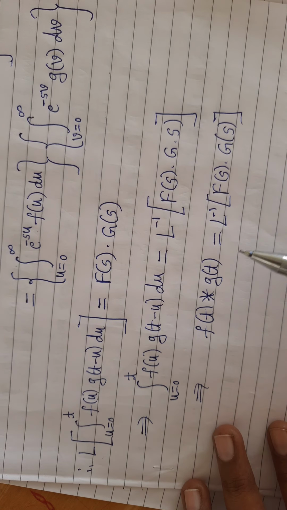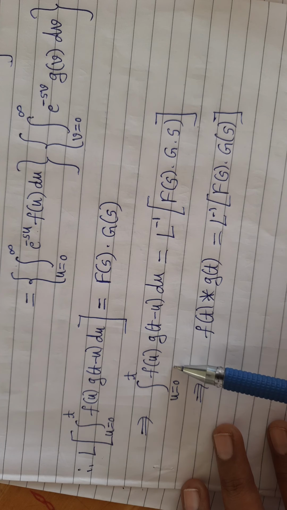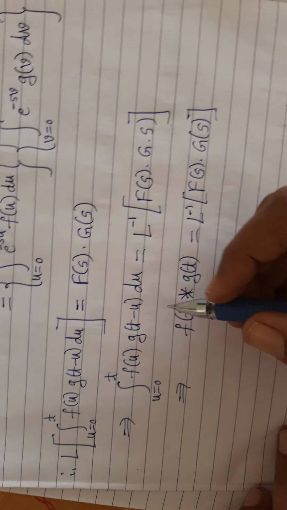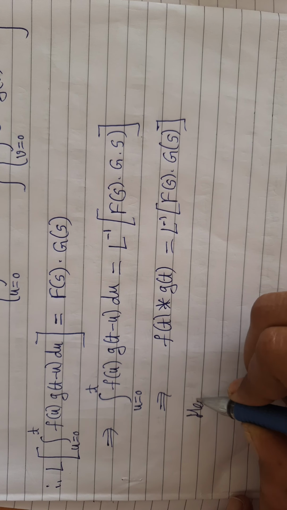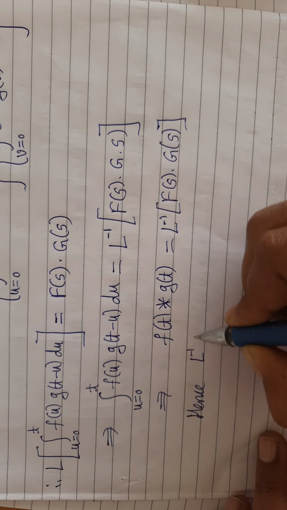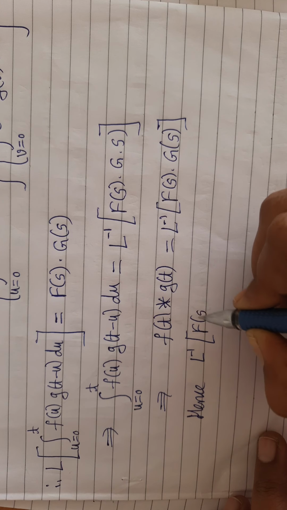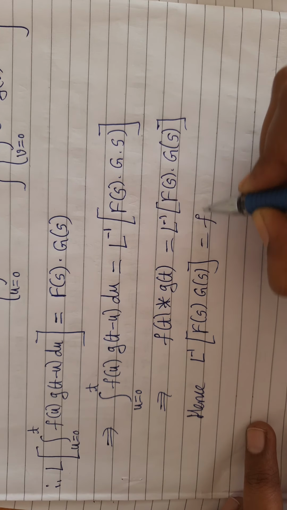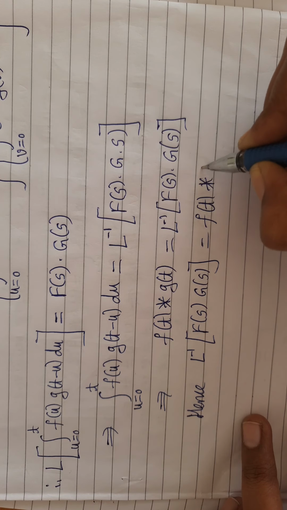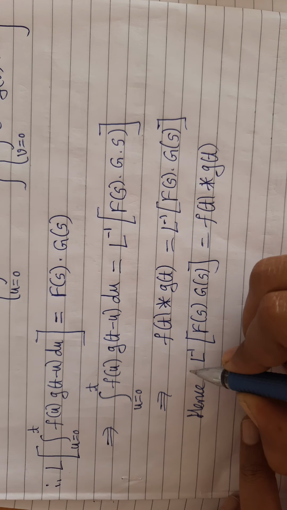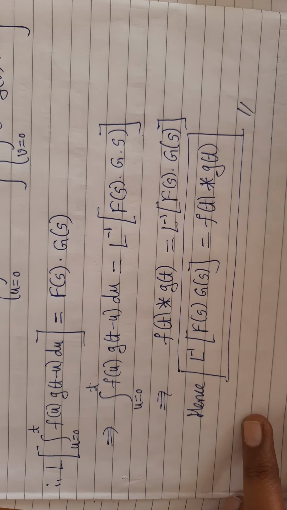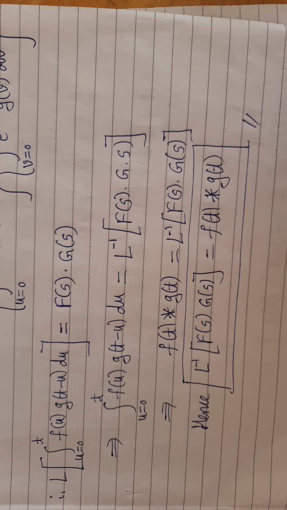Or you can keep this term in terms of the convolution definition also. So I will interchange and write one more step. Hence L inverse of f of s into g of s equals f of t star g of t. This is one of the important results. Remember the proof and practice it, it is compulsory for the 5 mark section.